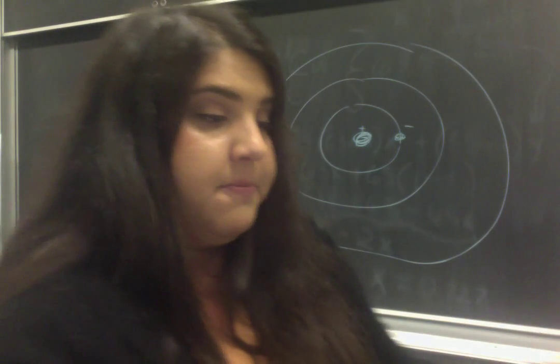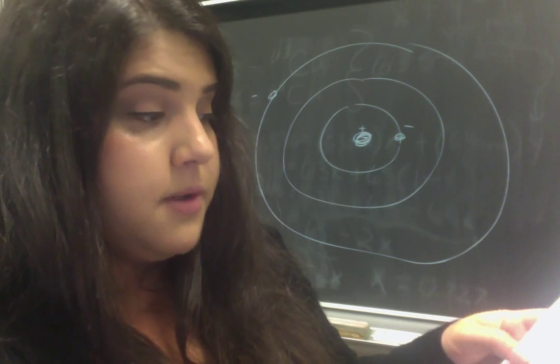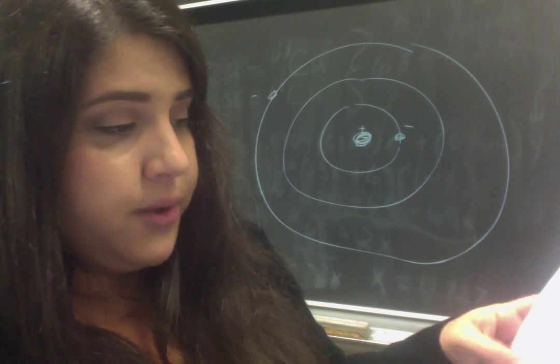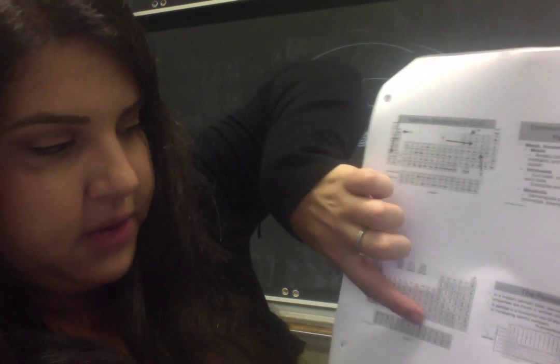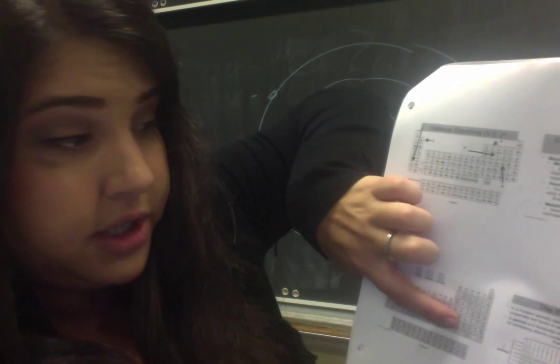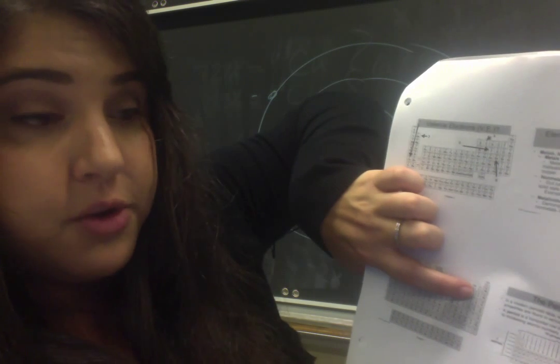So Group 1, if you're following along, would start with hydrogen going down. Group 2 would start with Be, beryllium, and that's Group 2 going down. Group 3 would start with boron and going down. Group 4 would start with carbon going down. Group 5 with nitrogen going down. Group 6 with oxygen going down. And Group 7 with fluorine going down.